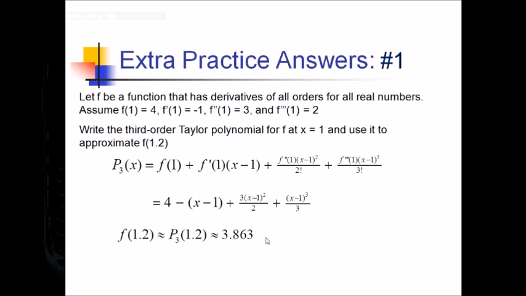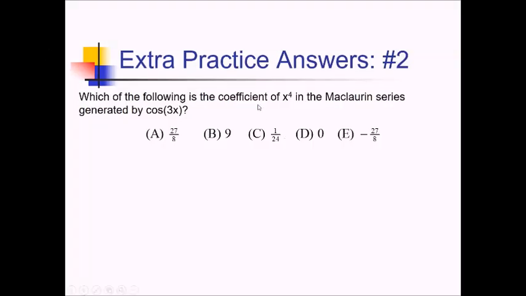So there we are. For this problem, we want the coefficient of x to the fourth in the Maclaurin series generated by cosine of 3x. Well, what's the series for just cosine of x? That's going to be 1 minus x squared over 2 factorial plus x to the fourth over 4 factorial.